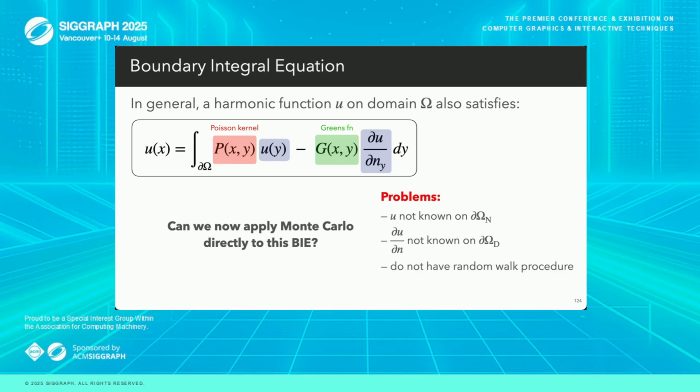And then finally, we have to actually sample this integral, and we don't necessarily have a sampling strategy that will work for both of these kernels yet. In general, I told you we have the Green's function and the Poisson kernel, the fundamental solutions to the PDE. But for arbitrary domains, we don't actually know what these functions are. Solving for them is as hard as solving the initial PDE. So we're going to address these issues one by one, and we'll see how we can take this integral expression and turn it into a random walk method.